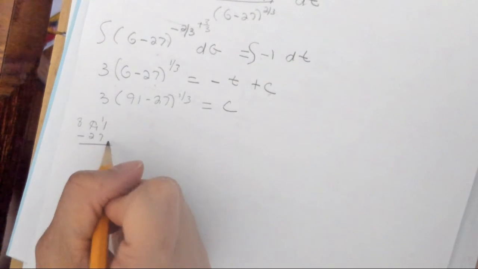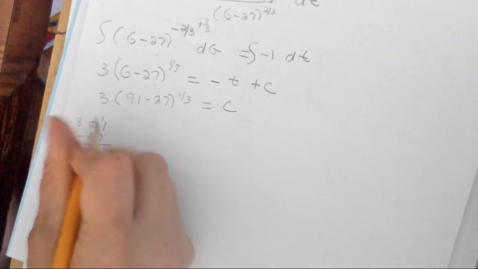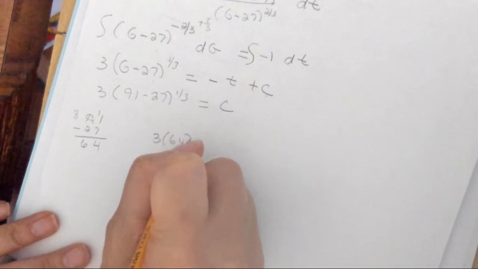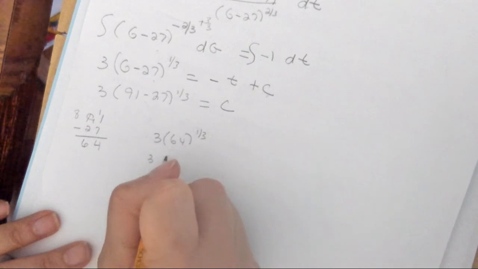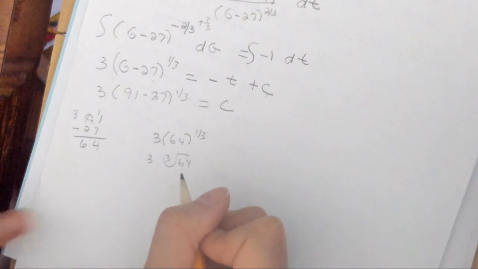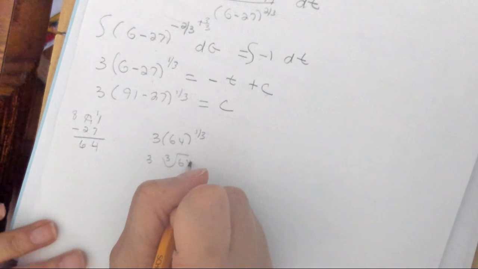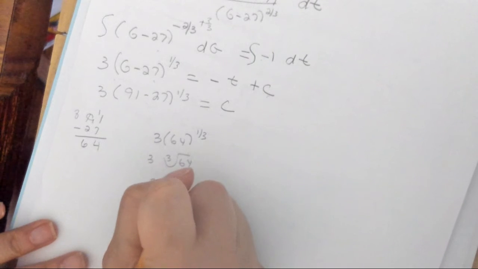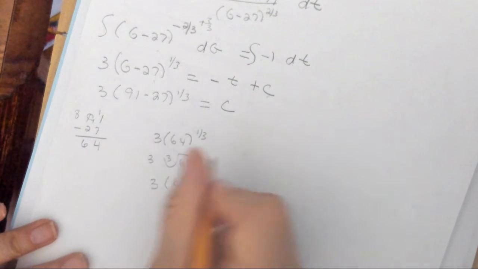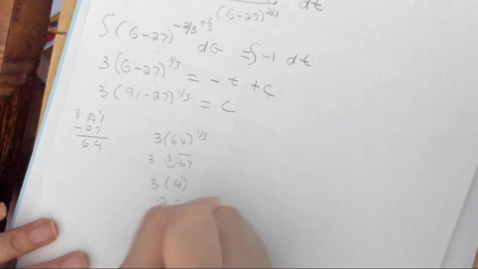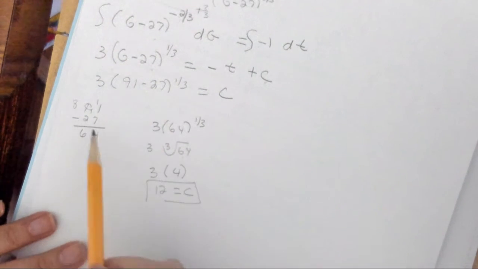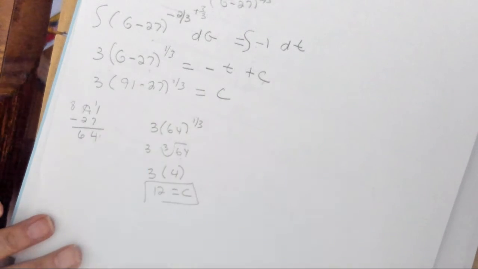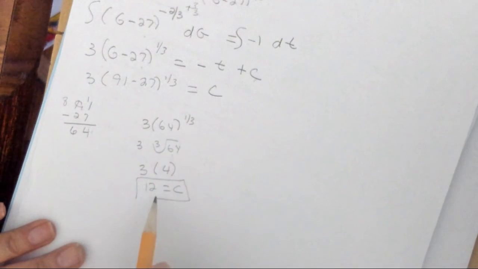So I got 11 minus 7 gives me 4. 8 minus 2 is 6. So I have 64 to the 1/3. This is the same as the cube root of 64. What times what times what gives me 64? Let's test it. Do you think it's 2? No. 3? No. It's 4. So this is 3 times 4. Therefore, C is 12. C equals 12. So take the time to do this so you get it right. If there's no calculator and you can do this quickly in your head, then that's great. So I got C equals 12.